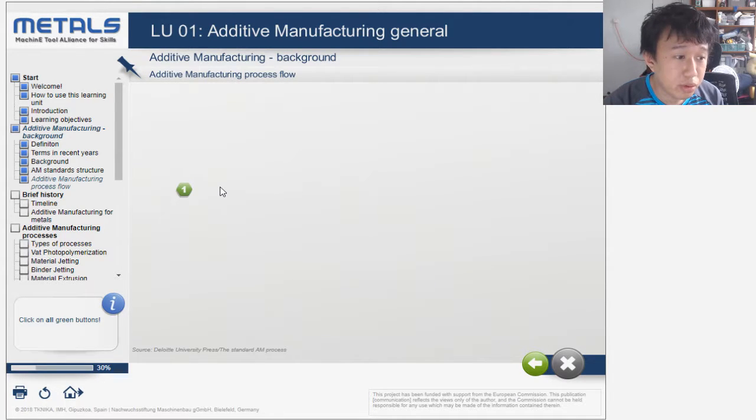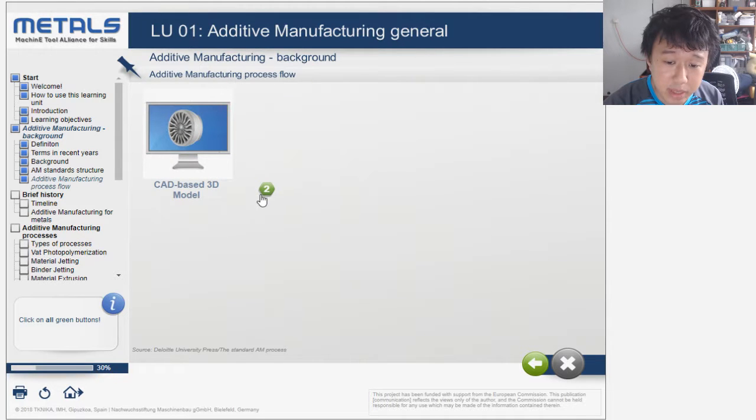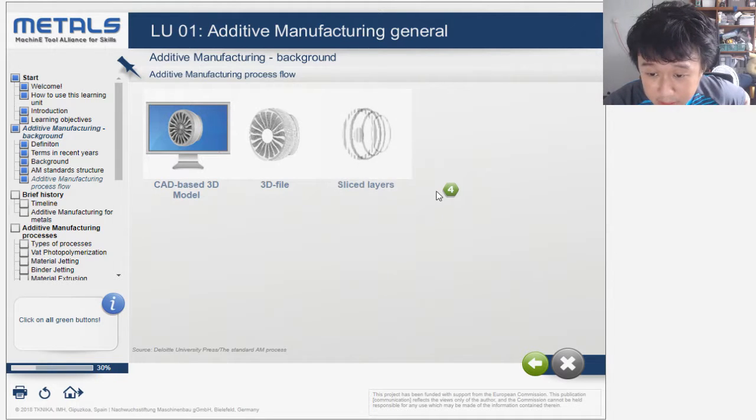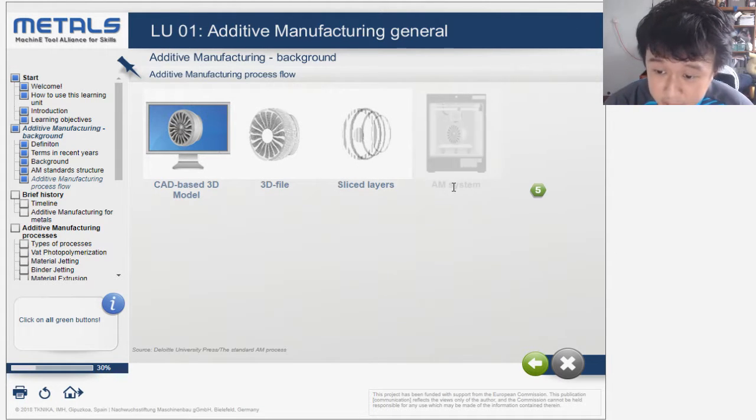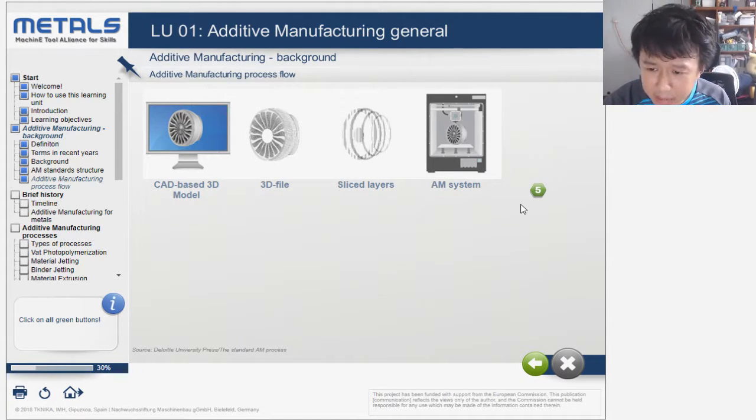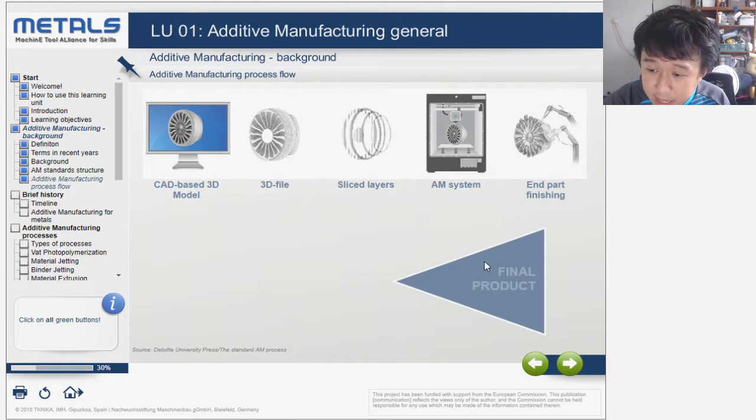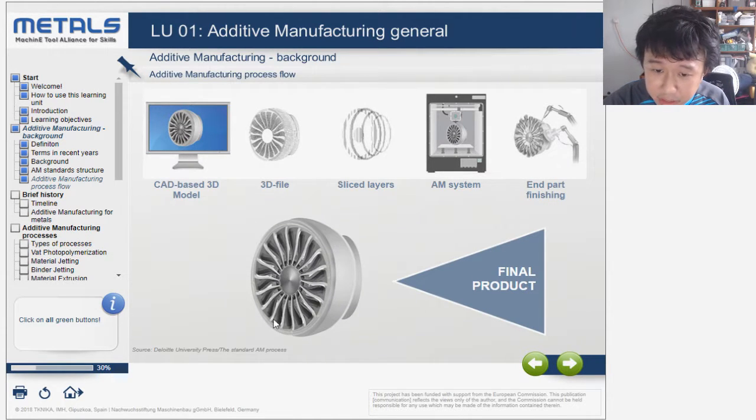Additive manufacturing process flows. Okay, 1, CAD-based 3D model, cool. 3D file, cool. Slice layers, cool. AM systems, and part finishing, and you get the final product.